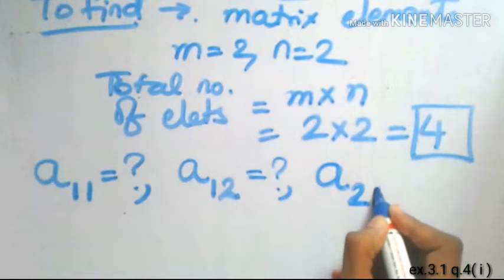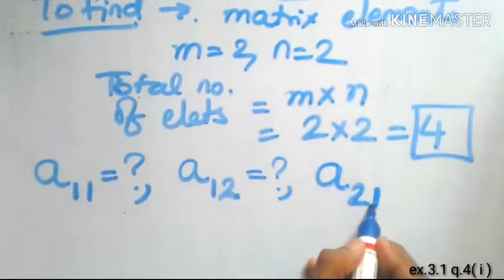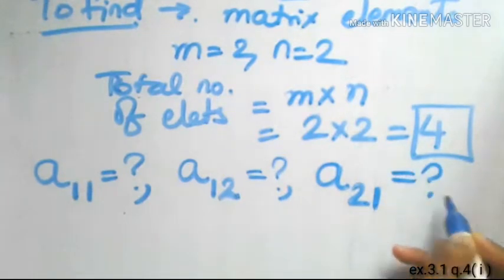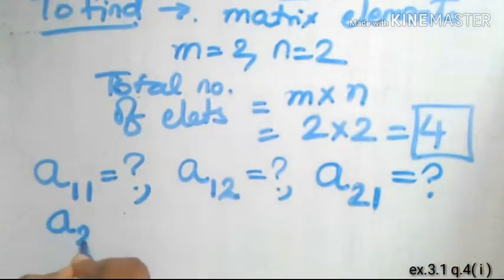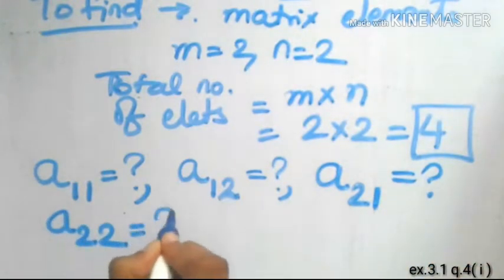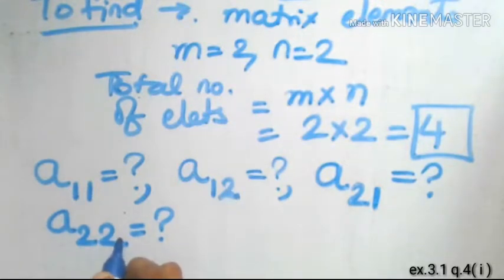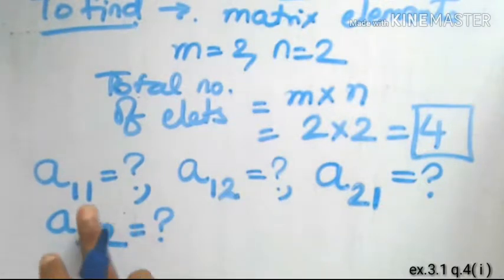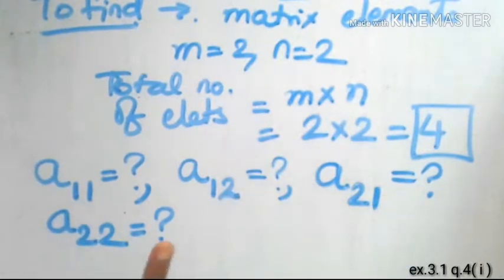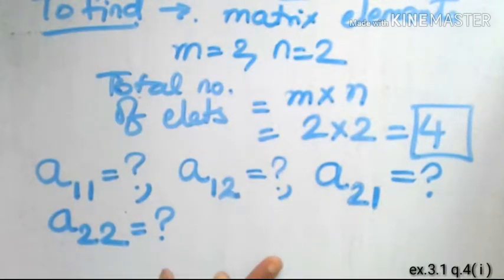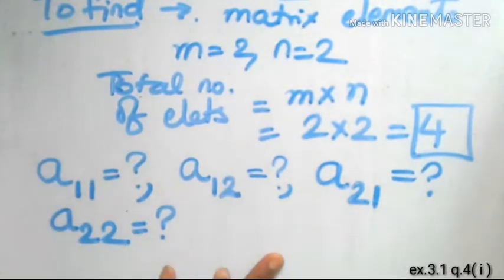So A21 will be the matrix element in the second row, first column. We need to find that value. Then we need to go to the second row, second column. And do I have any other column after the second column? No. I have only 2 columns. And can I go to the third row? No way, because there are again only 2 rows. So these are the 4 matrix elements whose values I have to find. So now our task is so easy. We don't have to get confused by all the data. You just have to find out these 4 values.